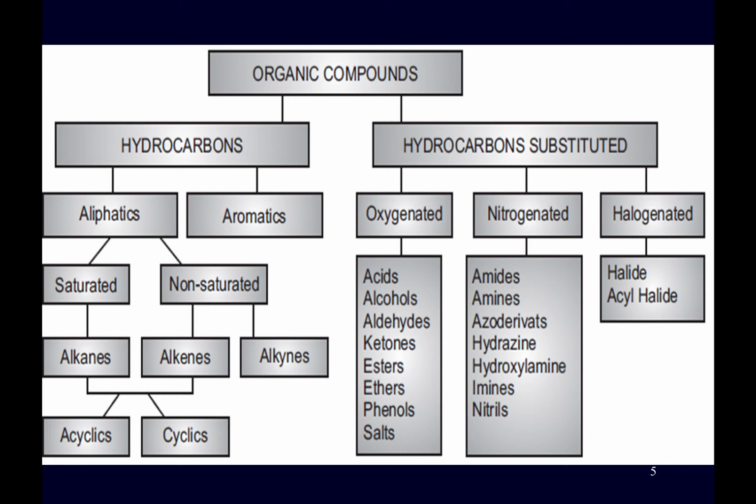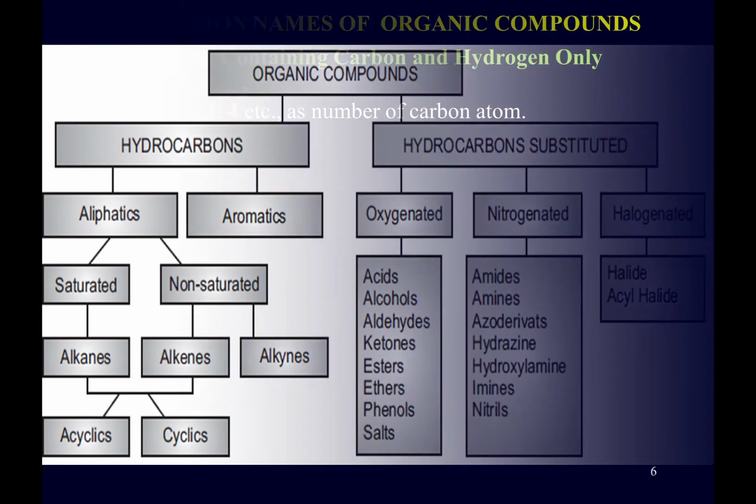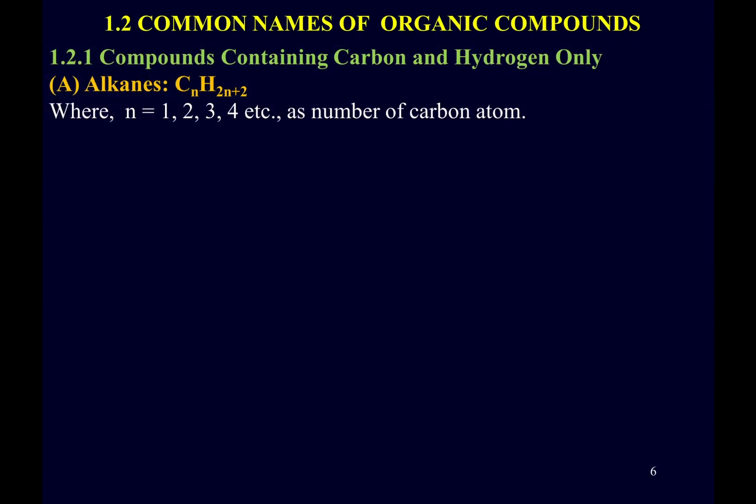And under hydrocarbons which are substituted you got oxygenated hydrocarbons, nitrogenated hydrocarbons, halogenated hydrocarbons. Under oxygenated, you get acids, alcohols, aldehydes, ketones, esters, ethers, phenols, salts. Under nitrogenated, you have amides, amines, azo derivatives, hydrazines, hydroxylamines, imines and nitriles. And under halogenated, you have alkyl, aryl halides and acyl halides. Let us see these classes one by one and their subclasses.